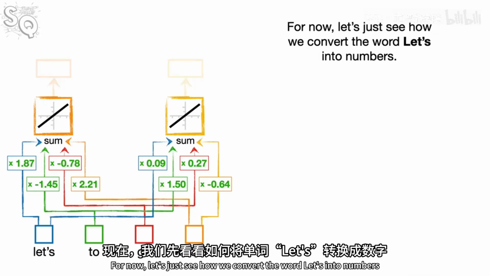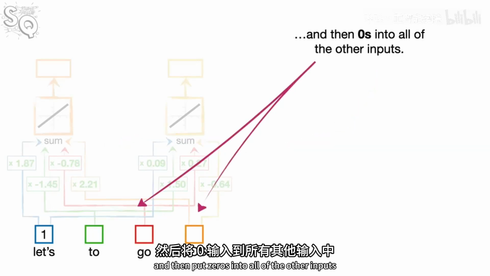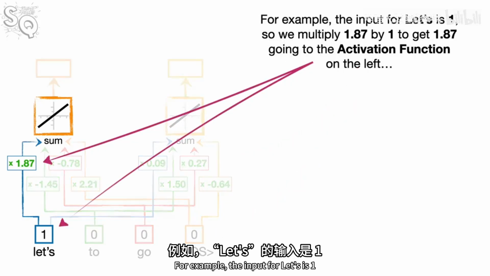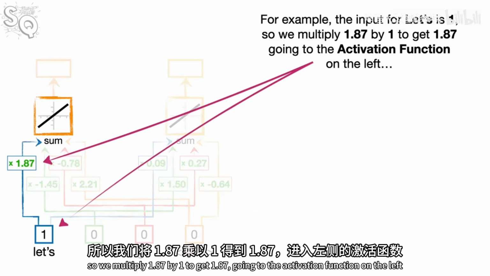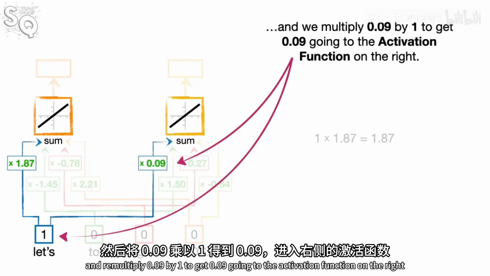For now, let's just see how we convert the word "let's" into numbers. First, we put a 1 into the input for "let's," and then put zeros into all of the other inputs. Now we multiply the inputs by their weights on the connections to the activation functions. For example, the input for "let's" is 1, so we multiply 1.87 by 1 to get 1.87 going to the activation function on the left. And we multiply 0.09 by 1 to get 0.09 going to the activation function on the right.